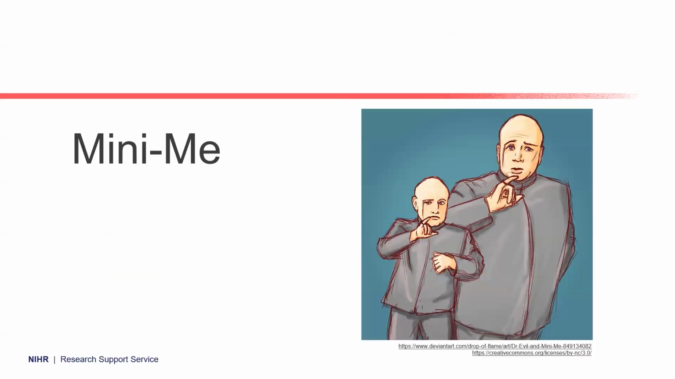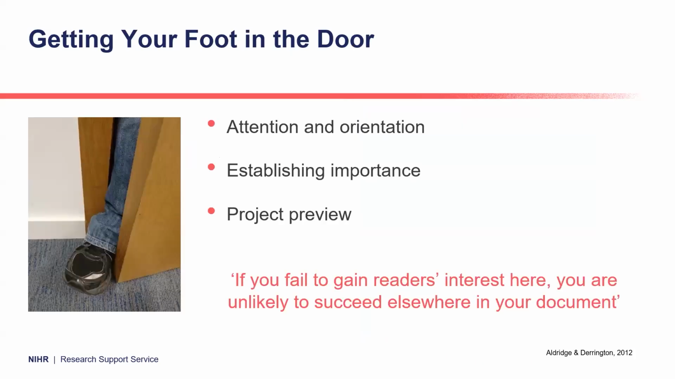In a way, the plain English summary is a bit of a mini-me of the whole application. So it includes, obviously, the aims and objectives, a bit of background, a bit of the methods, a bit about dissemination and impact. So it's a bit of a mini-me. It's basically getting your foot in the door.